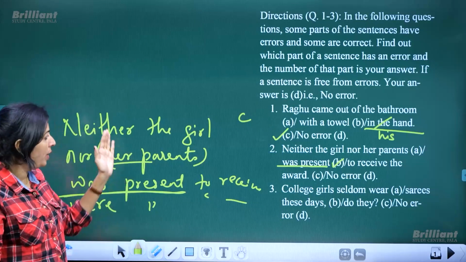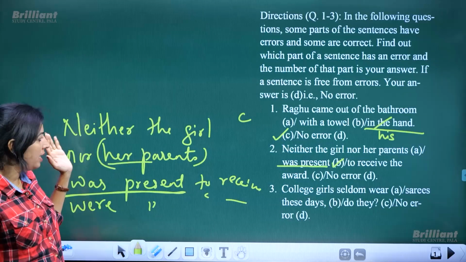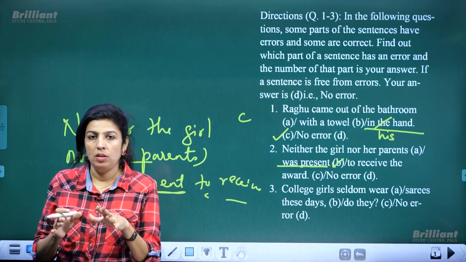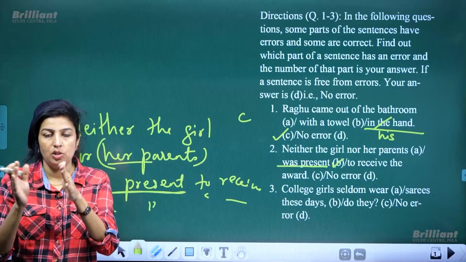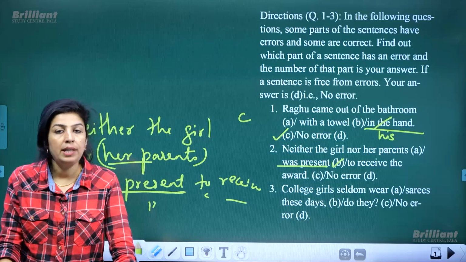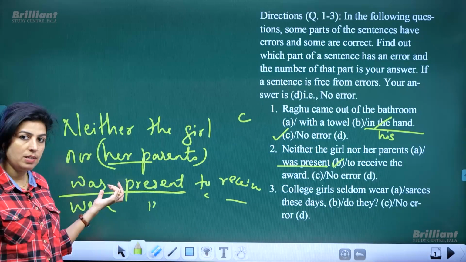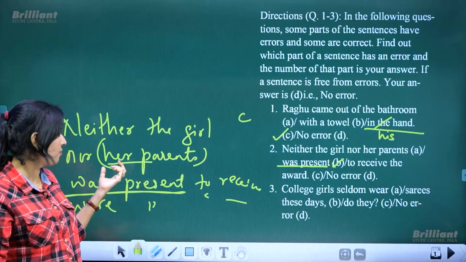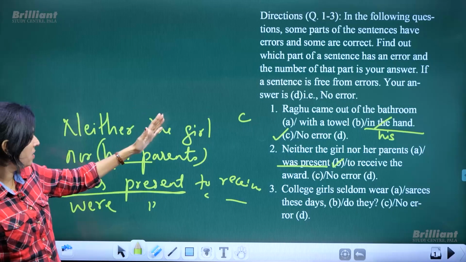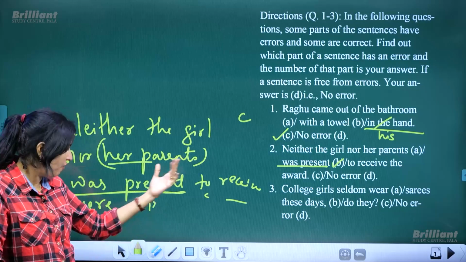Got it clear? When you get a structure like this with neither nor or either or, always remember you focus on the subject which is closer to the verb or tense. And if that subject is singular, it would be was. Okay. And suppose the sentence is given the other way, neither her parents nor the girl, then it would have been was present.